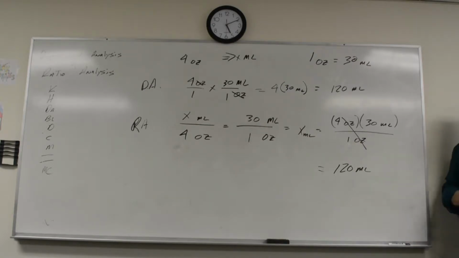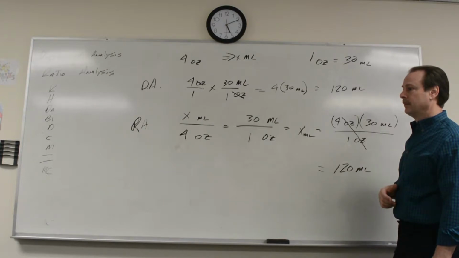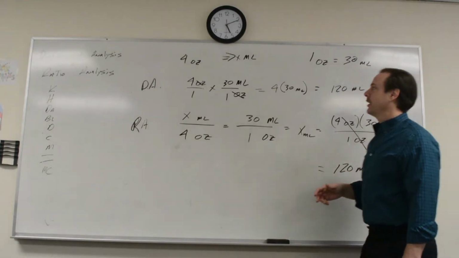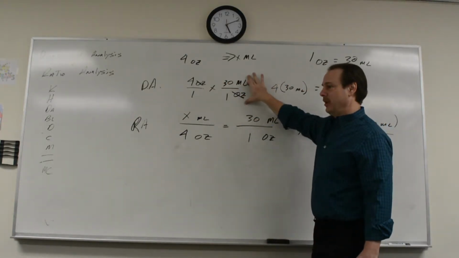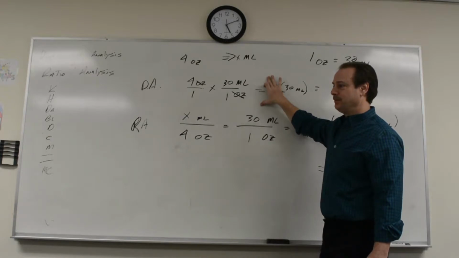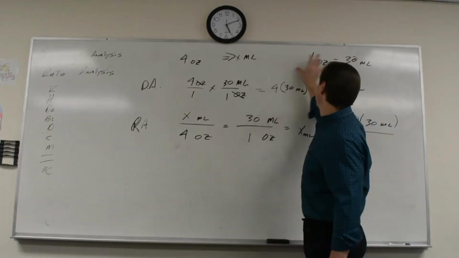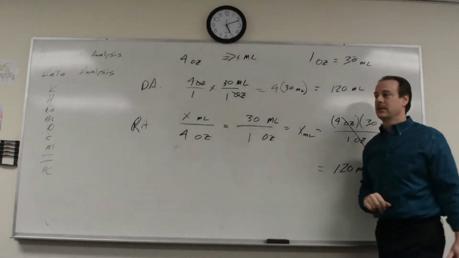If we were going further, we would do this with a third ratio in dimensional analysis. If we had a situation where we had to convert from ounces to some other unit and then back to milliliters, then we'd have another ratio here for dimensional analysis. The reason why we're using this problem is because it's a one-step conversion and it's applicable to both dimensional and ratio analysis.